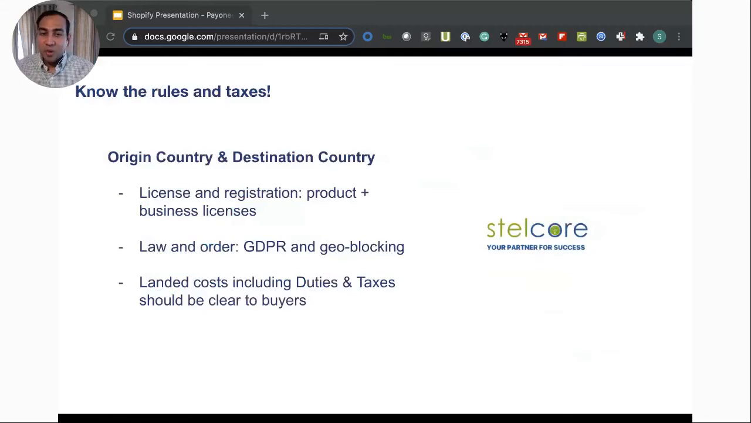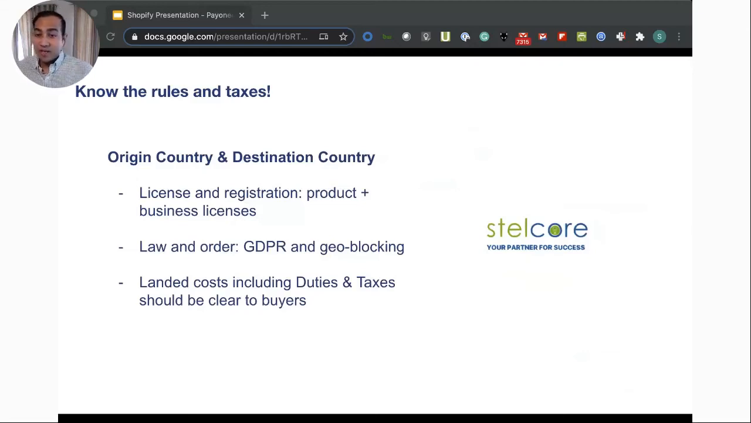Yeah, I think it's very important to know the rules and taxes, both in your origin country and your destination country. And I think there are three aspects to it that I'd like to talk about. First is the licensing and the registrations. When selling globally, you want to make sure that you have both your product and your business licenses in India, and you're also ready to sell in the destination country that you're going to.